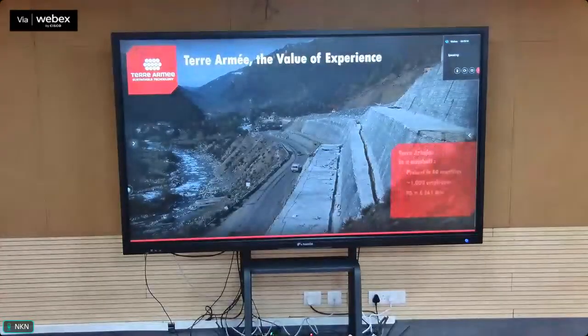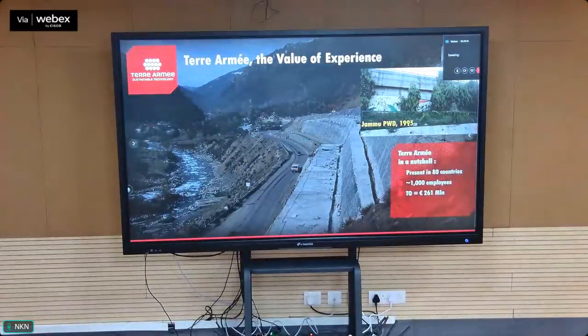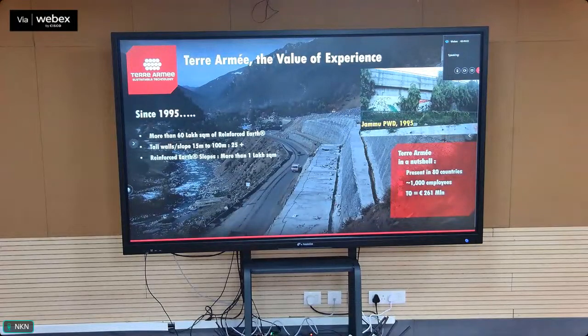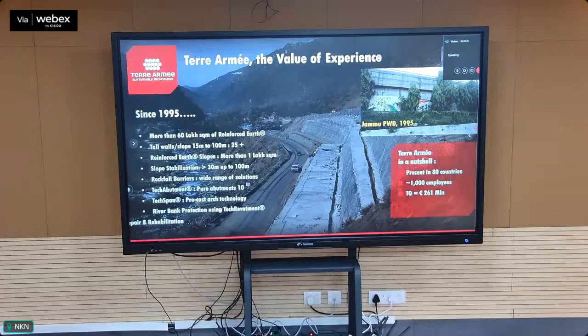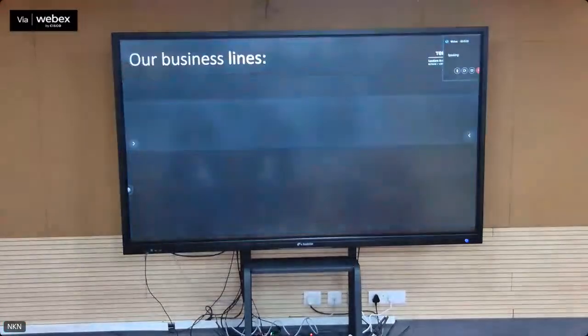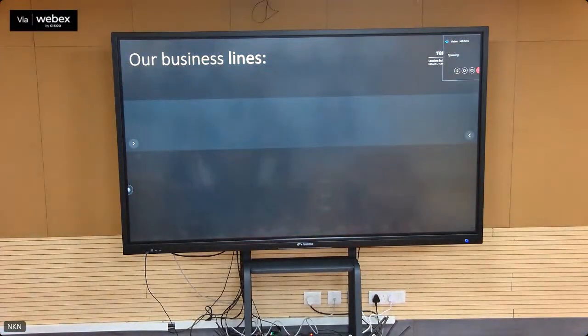In India, since 1995, the first reinforced structure was constructed by Terre Armée in Jammu. A number of squares of reinforced earth retaining walls, hydraulic structures, numerous of them, we have already done. Done it all, seen it all. And the best part of this is God has been kind, no failures.